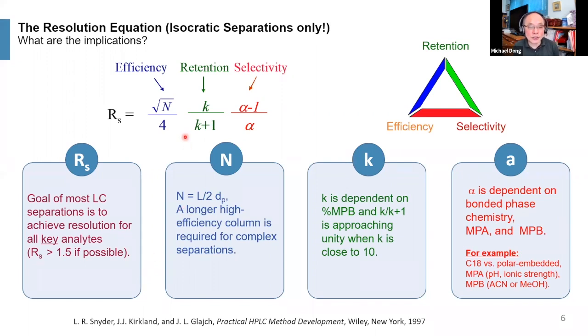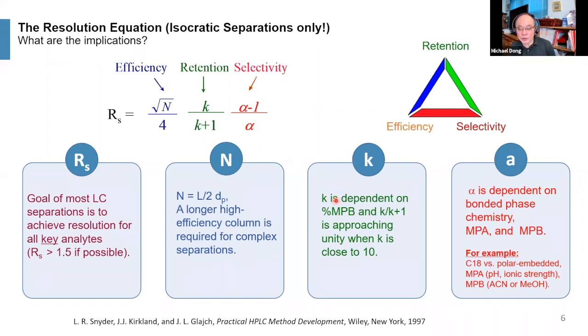Okay, so the three efficiency factors, right? So N is efficiency. Now, I want to define what N is. N is the column length, typically divided by twice the particle size, right? We will talk about this equation later on, what constitutes this equation. This is an estimate. So if you have a very complex sample, you want to have a longer, high efficiency column packed with small particles, so that you have a large plate count to give you the maximum resolution overall.